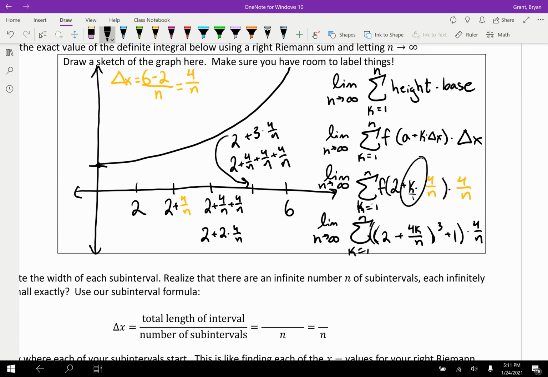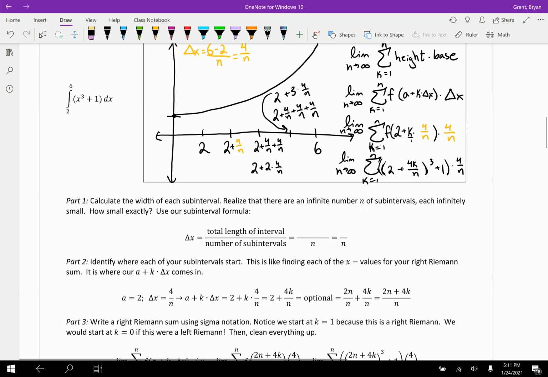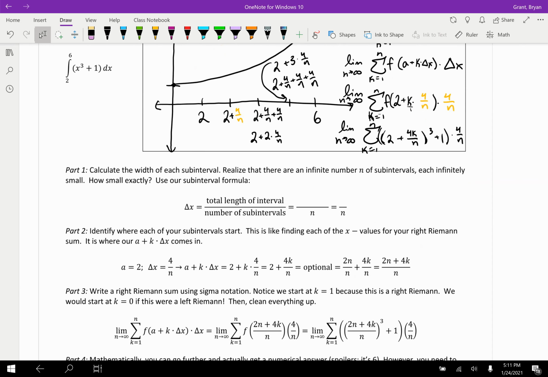That's all our k is saying here. It's just how many x coordinates we're moving along. Okay, summary. Part 1, you calculate the width of each subinterval. This is just a fancy way to say delta x, so we found the total length of the interval. We said it was 6 minus 2 for a total length of 4. We divided by an infinite number of subintervals, n in this case, because n is going to infinity.